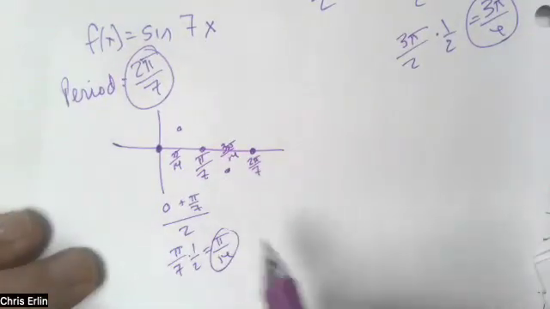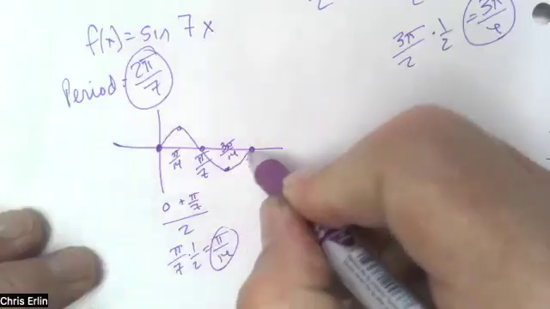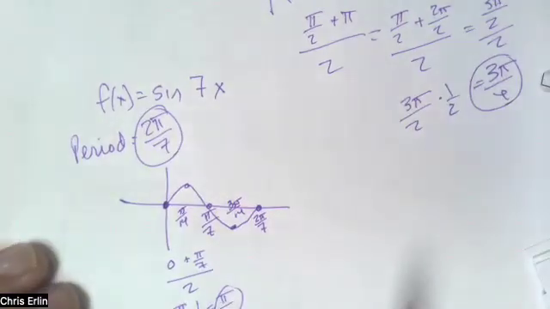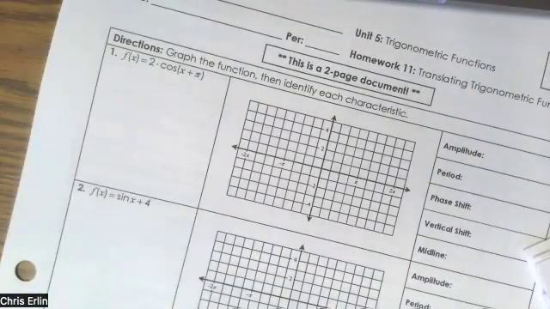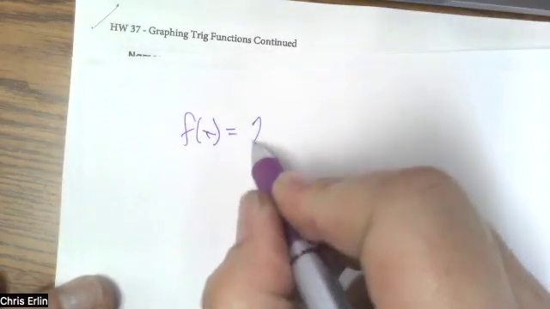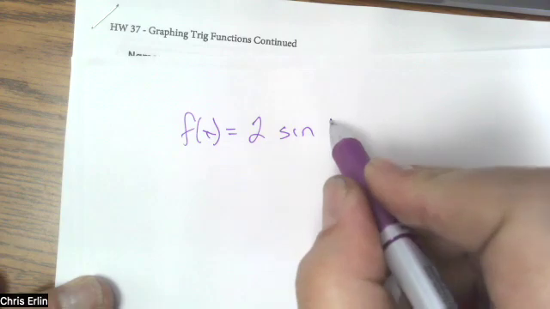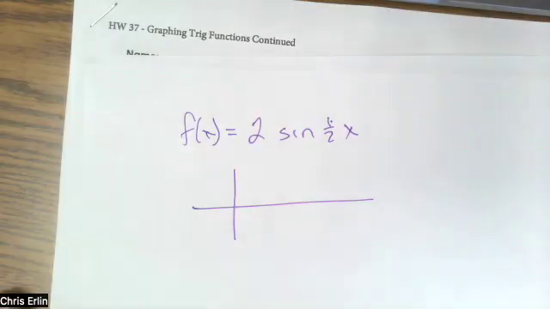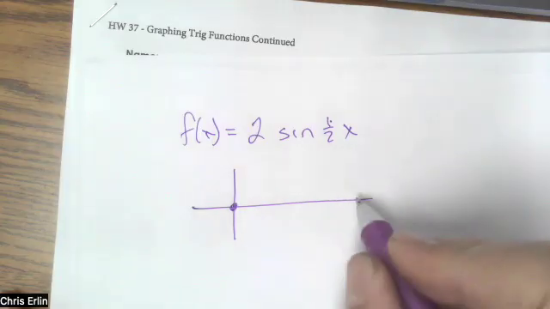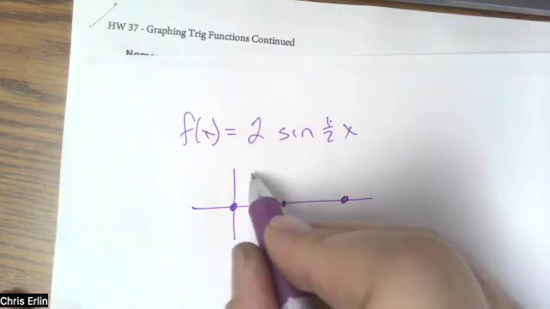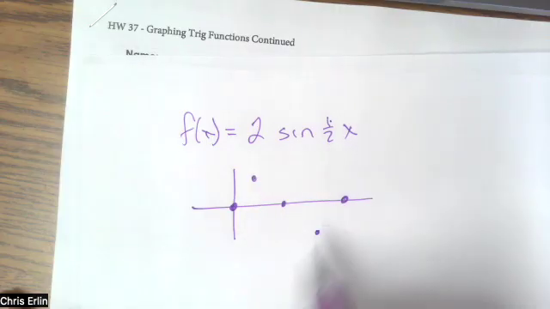Now, how does this change when we put a lead coefficient out front? What if I have like f of x equals 2 times sine of 1/2 x? What's my starting point? 0, 0. Here's my ending point. Here's my middle point. Here's my high. Here's my low.